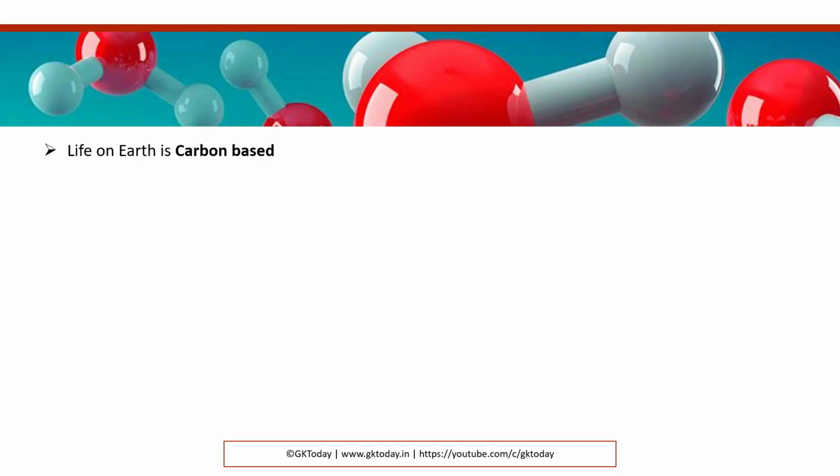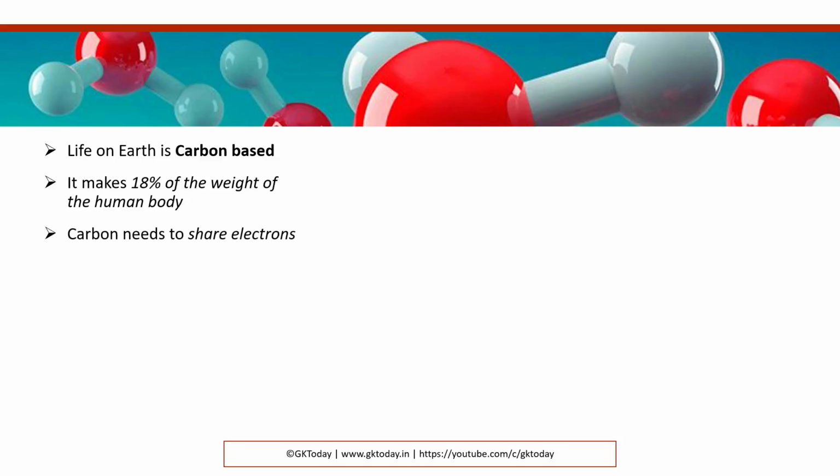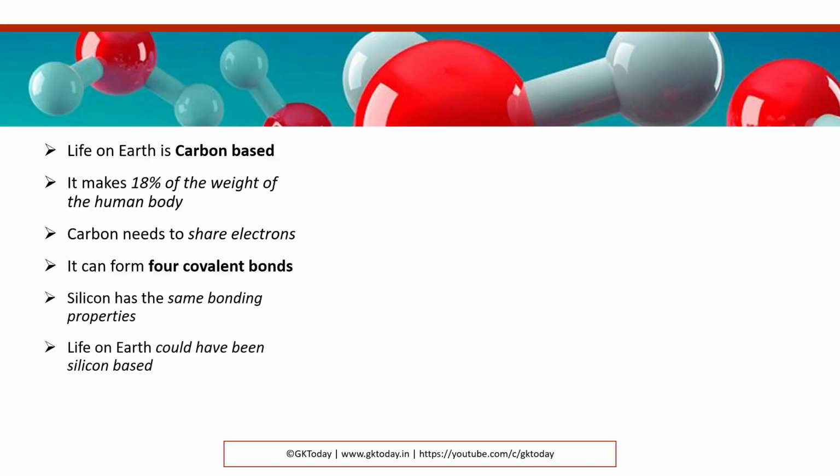So life on Earth is carbon-based. Carbon makes up 18% of the weight of the human body. Due to its unique electron configuration, carbon needs to share electrons. It can form four covalent bonds with other carbon atoms or a variety of other elements. We note here that technically life on Earth could be based on silicon also, because this element has the same bonding properties as carbon. However, there is much less silicon than there is carbon on Earth.